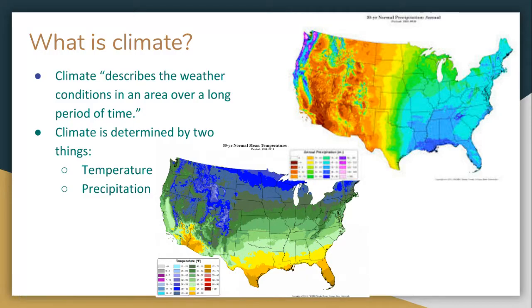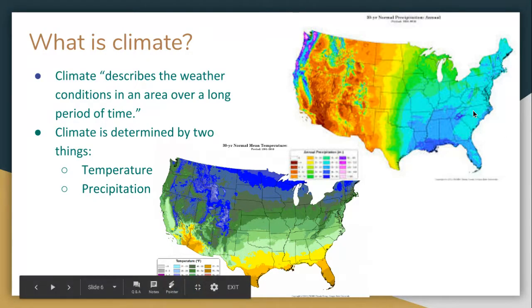So what is climate? Climate describes the weather conditions in an area over a long period of time. So instead of weather, which is like day by day what's happening, climate is what happens over maybe a year or so. What is the general condition of the area? And we use 2 things to determine a region's climate. We use temperature and precipitation.